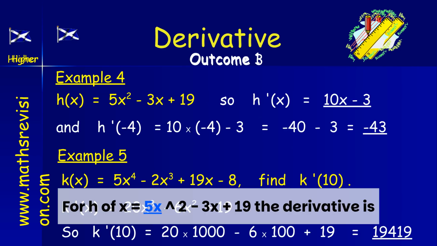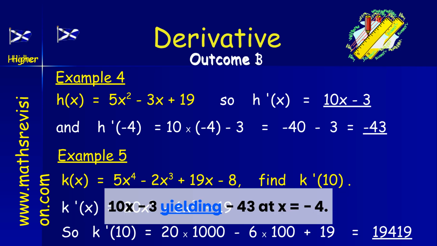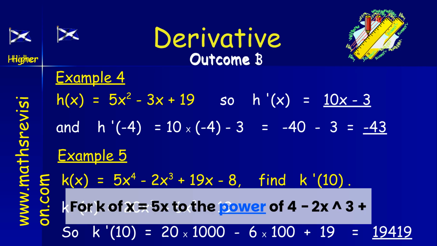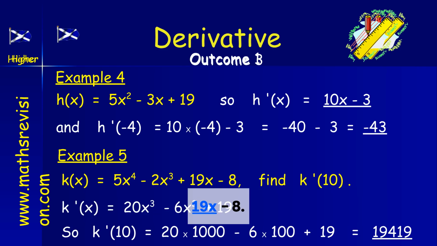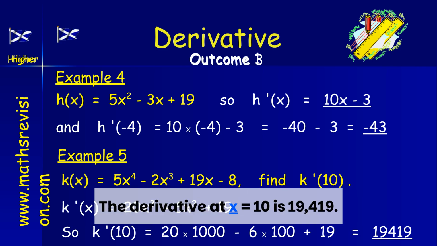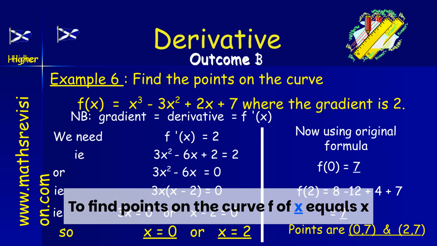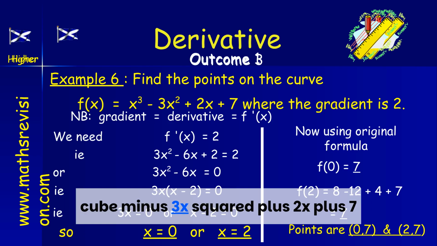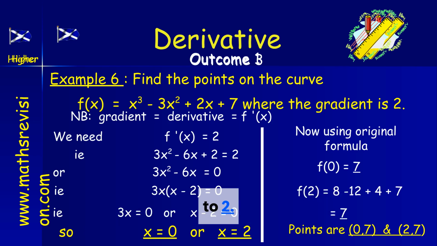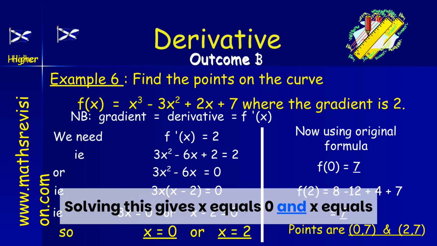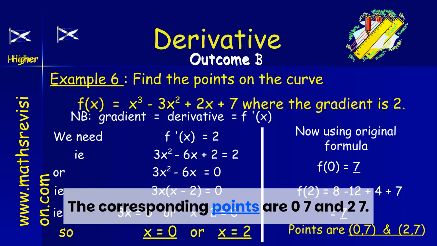For h of x equals 5x squared minus 3x plus 19, the derivative is 10x minus 3, yielding minus 43 at x equals minus 4. For k of x equals 5x to the power of 4 minus 2x cubed plus 19x minus 8, the derivative at x equals 10 is 19,419. To find points on the curve f of x equals x cubed minus 3x squared plus 2x plus 7, where the gradient is 2, set the derivative to 2. Solving this gives x equals 0 and x equals 2. The corresponding points are 0, 7, and 2, 7.